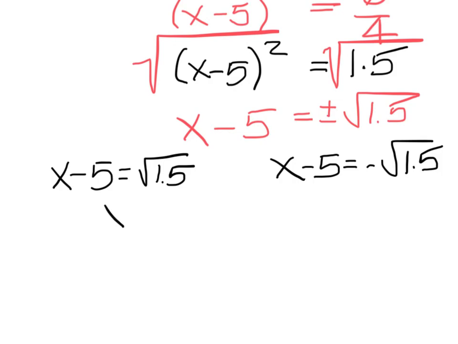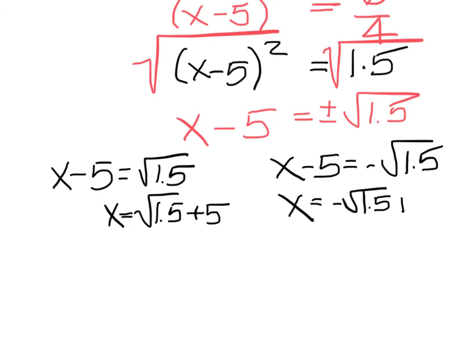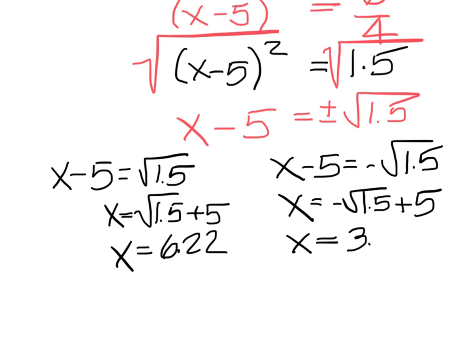Solve each for x. All right, in your calculator, you're going to be doing the square root of 1.5, hitting enter, and coming up with a decimal and then adding 5 to it. 6.22, round to 2 places. On the other side, you have a negative square root of 1.5, enter, and then plus 5. 3.78.